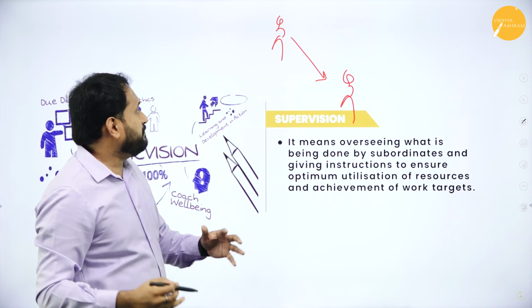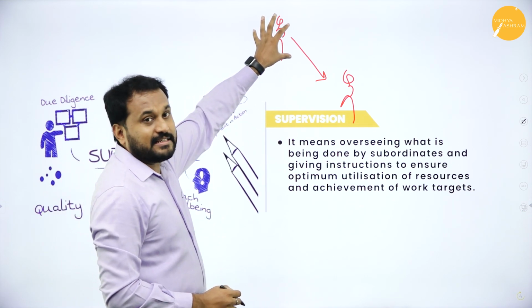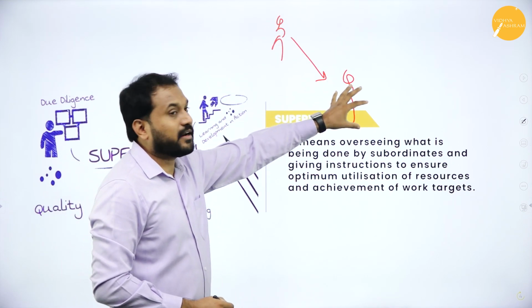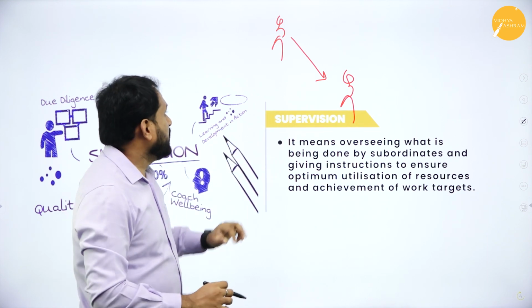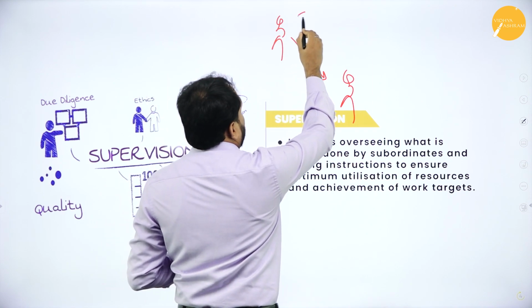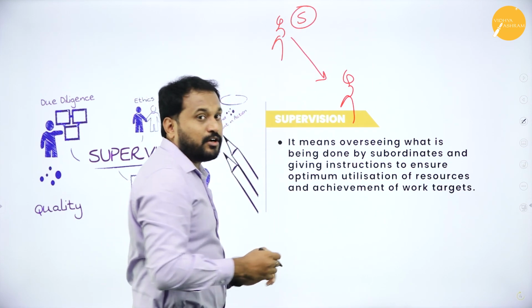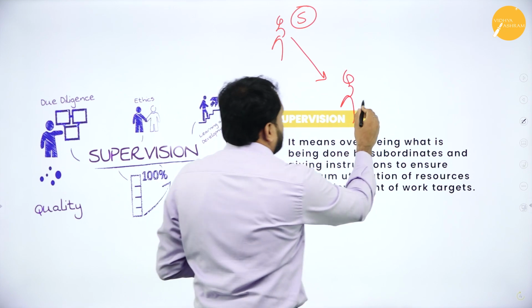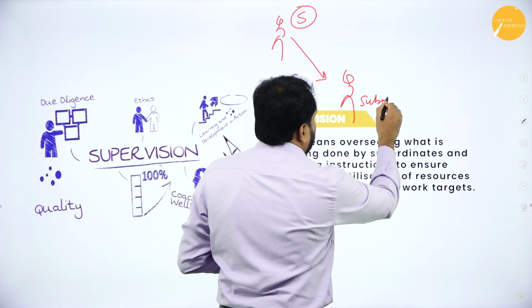Now, it's a level of management. Somebody is here in the middle level and here is the supervisory level, right? Now the middle level, in the sense, he is the superior. Who is he? He is the superior. Now you are the subordinate. Who are you? You are the subordinate.